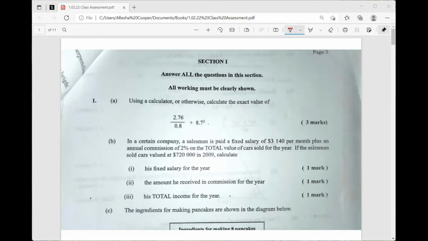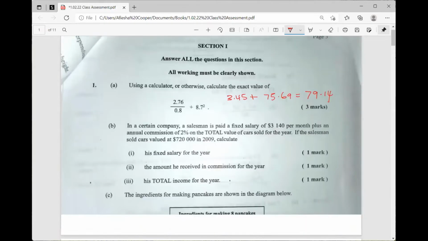So we have 2.76 divided by 0.8. So I just divide that into my calculator. I get 3.45. Add, I will go 8.7 squared, which gives me 75.69. So that plus 3.45 is equal to 79.14. And yeah, they didn't ask us to round it to anything, so this is our answer, and that's a whopping 3 marks.